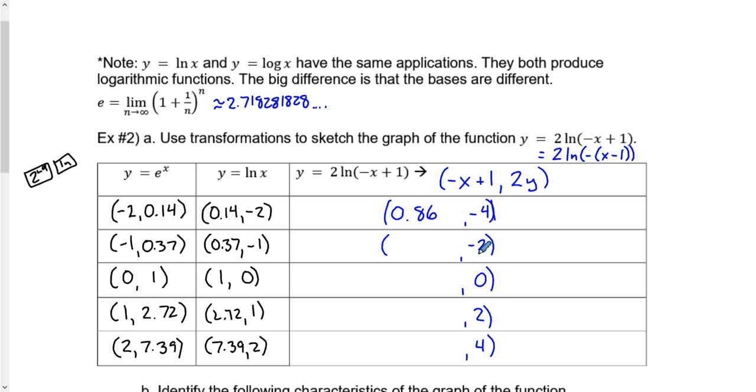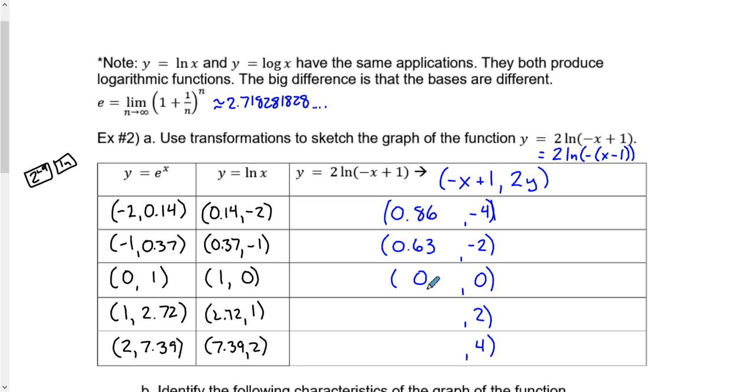If I go e to the power of -1, that's 0.37 or 3678. Let's see, I need to multiply that by -1 and then add 1 to it. I get 0.63, which would still be the exact same thing. This one's nice and easy. -1 plus 1 is 0.